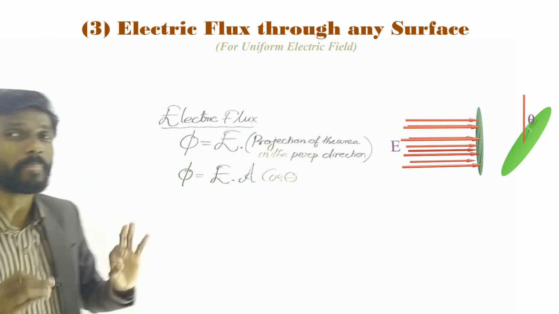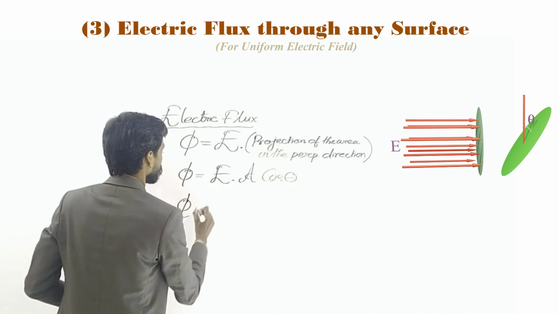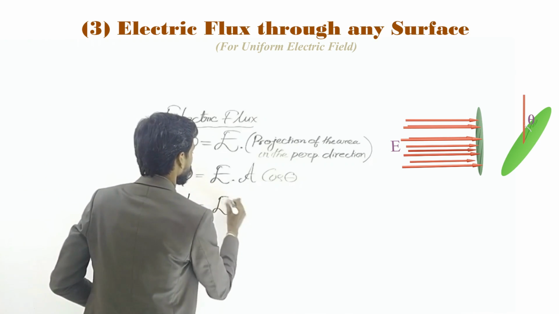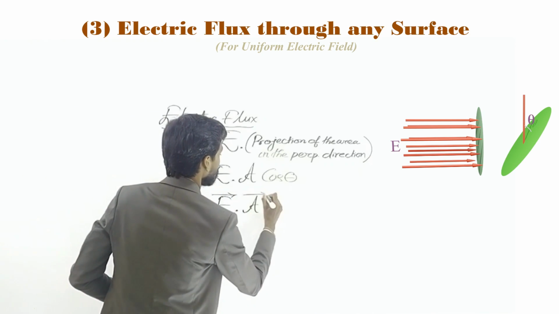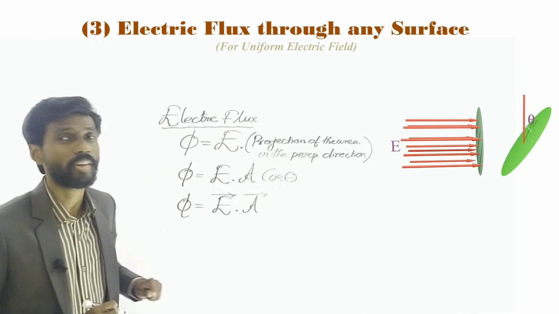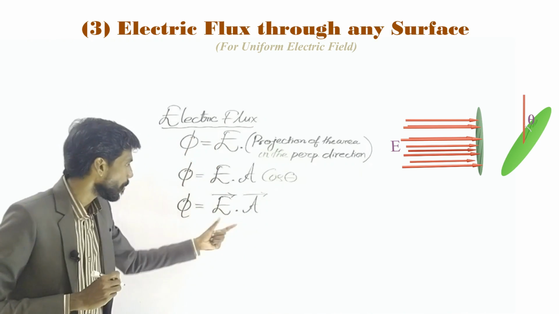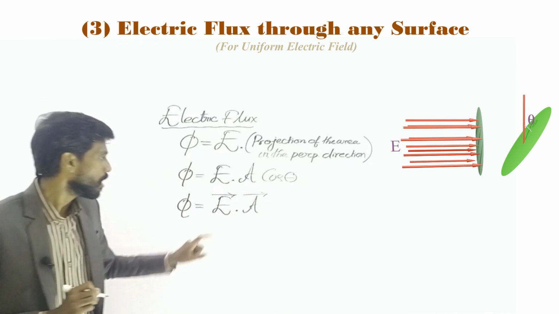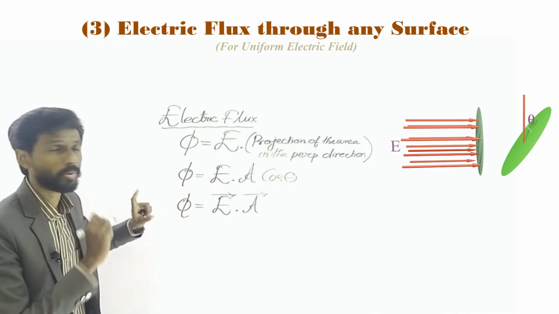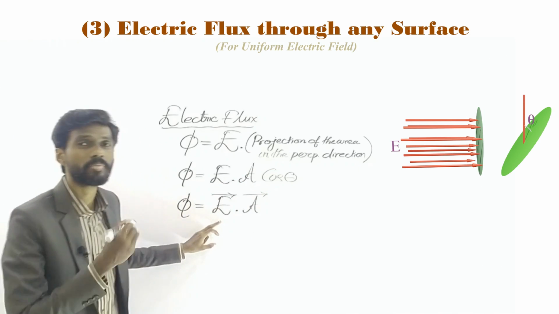Now if you observe, this looks like a familiar expression, E multiplied by A cos theta. Doesn't it look familiar, E A cos theta? So this can also be written as E vector dot A vector. You understand? This is the definition of the scalar product of vectors. What is E dot A? That is magnitude of E, magnitude of A, and the cosine of the angle between them. So E A cos theta can also be written as the dot product of these two vectors.